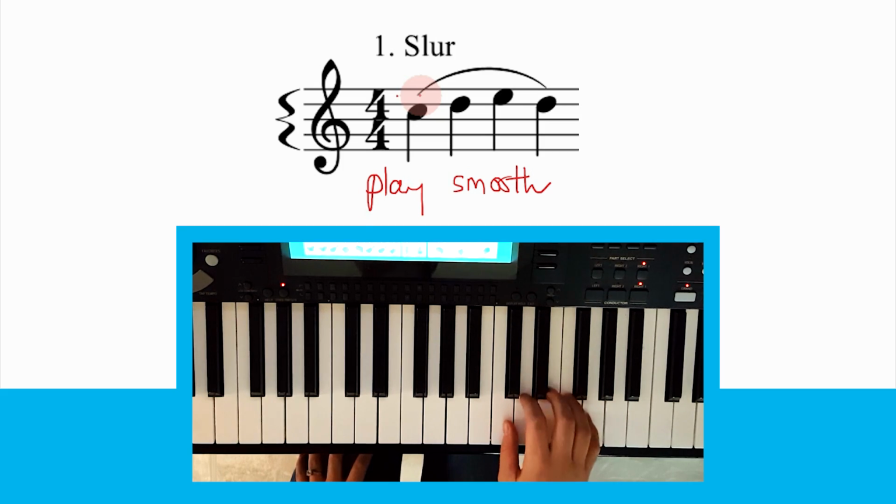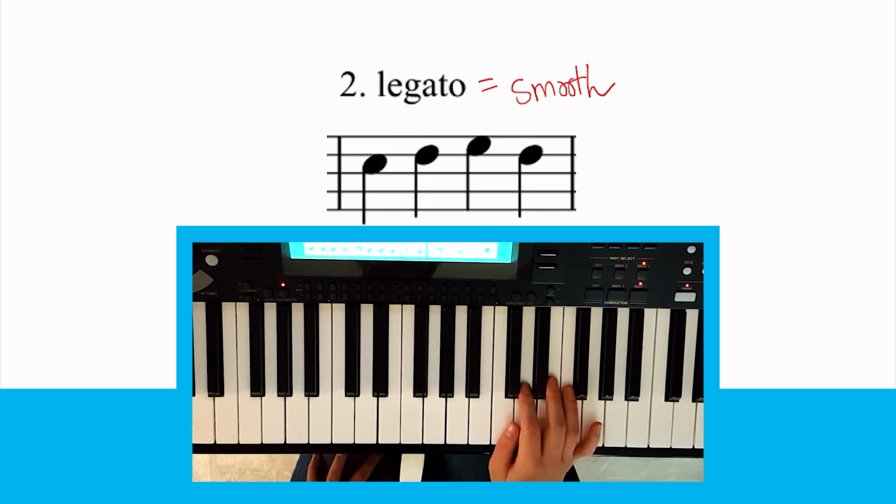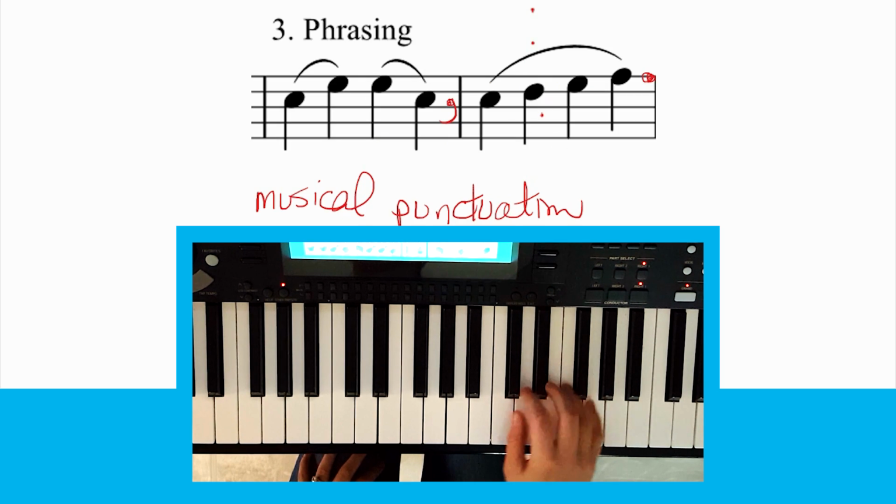The slur, also known as the swoopy line, means to play smoothly, not choppy. Legato is the exact same thing. Sometimes you won't see a slur marking, but you'll see the word legato, which means to play smooth. Phrases are marked by slurs. They're basically just musical sentences and musical punctuation. So what you've got to do is create a break in the sound between the slurs to mimic the punctuation.